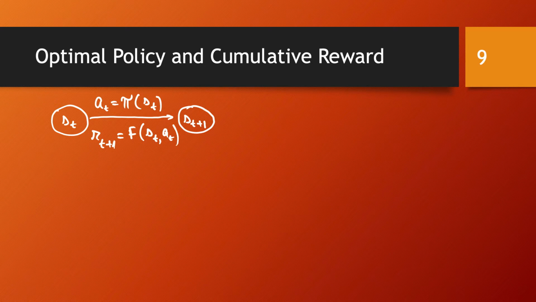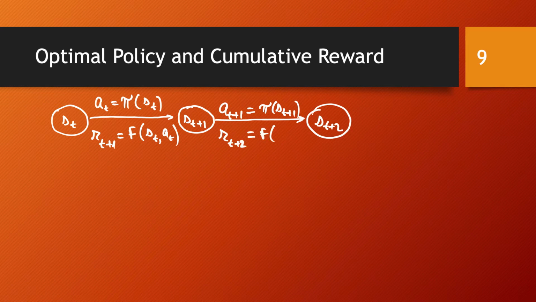And then once we are in this state s_{t+1}, again we have our policy pi, and that's going to indicate the action we should take in this state. I'm going to denote this by action a_{t+1}, and that's going to take us to a new state s_{t+2}. As a result of taking this action, we are going to receive another reward, which I'm going to denote by r_{t+2}, and that's the function f applied to s_{t+1} with action a_{t+1}.